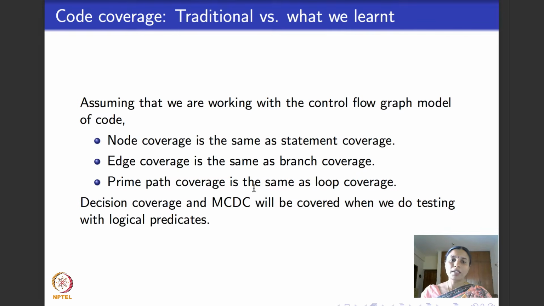And then finally, loop coverage is another term. In white box testing, you write test cases that will cover every loop. It will skip the loop, it will execute the loop once, and it will execute the loop a few iterations within the maximum number of iterations allowed by the loop. We also saw prime path coverage. Prime path coverage as a TR is basically the same as loop coverage in the underlying piece of code.